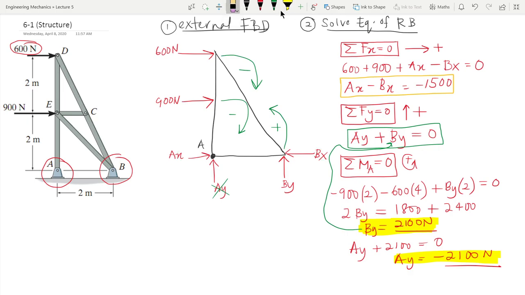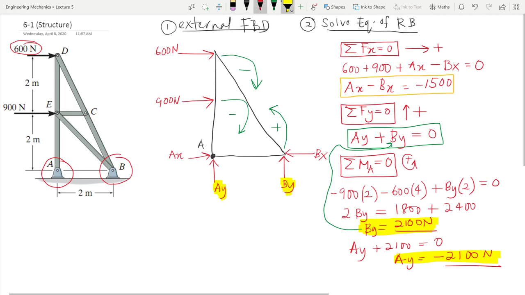You can only solve for a few things, which is you can solve for AY, this one is done, and you can solve for BY, this one is done. AX and BX, you know that AX minus BX is equal to negative 1500, and that's it. But you cannot solve it. Can you solve it somewhere? I don't think so. No, you cannot solve it. So just leave it as it is.